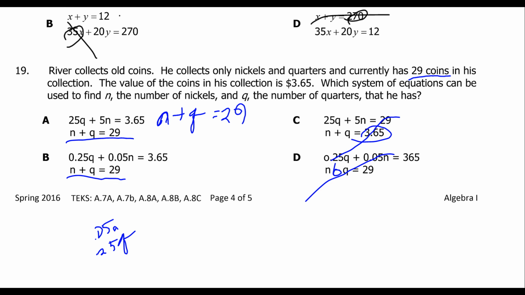So, what else can we get? Okay, it says the value of the coins in his collection is 365. So, if you notice right here it says 25Q and 5N. If you notice down here I said 0.05N and 0.25Q, okay? That is the monetary value of a nickel and a quarter, okay? That says that quarters are worth $25 and that nickels are worth $5. No, that doesn't work. So B is our correct answer.